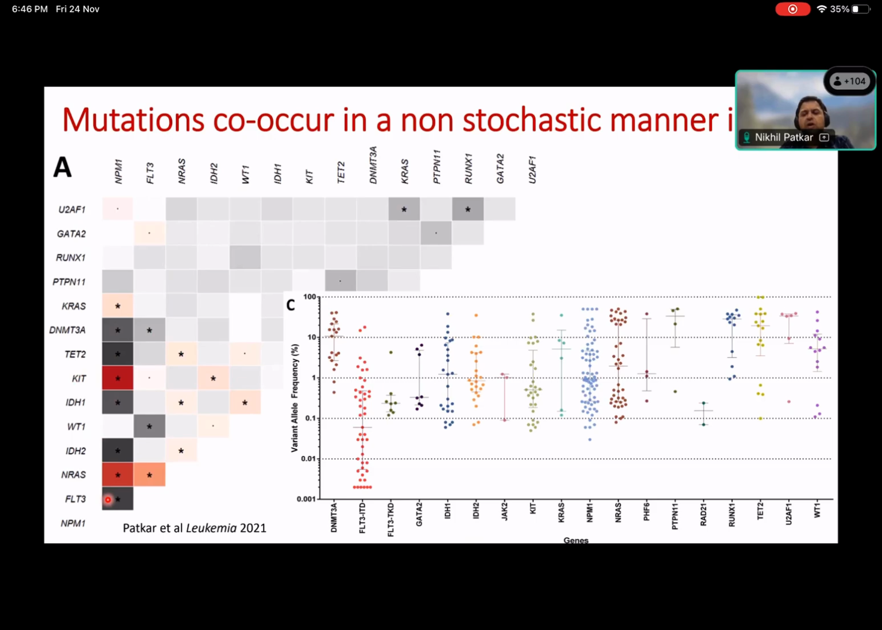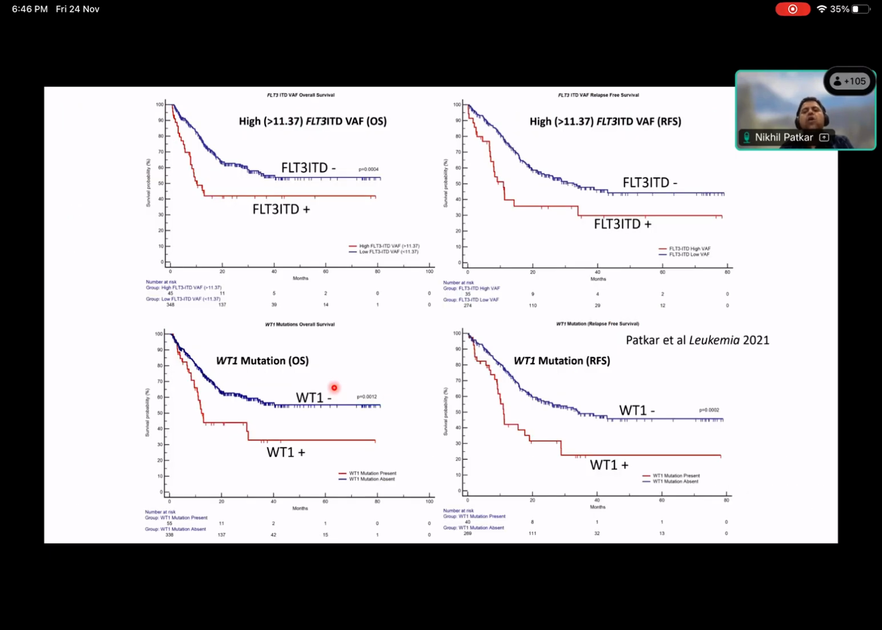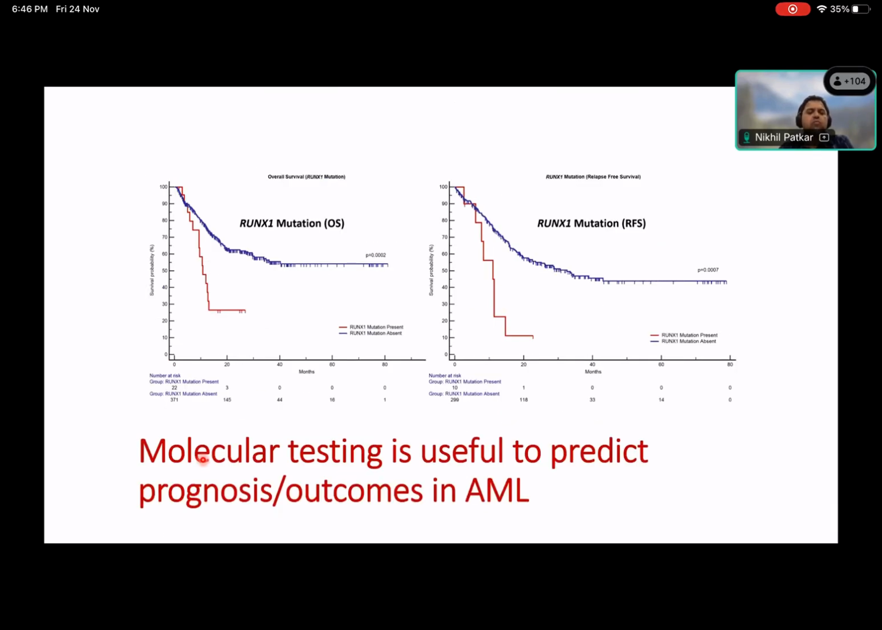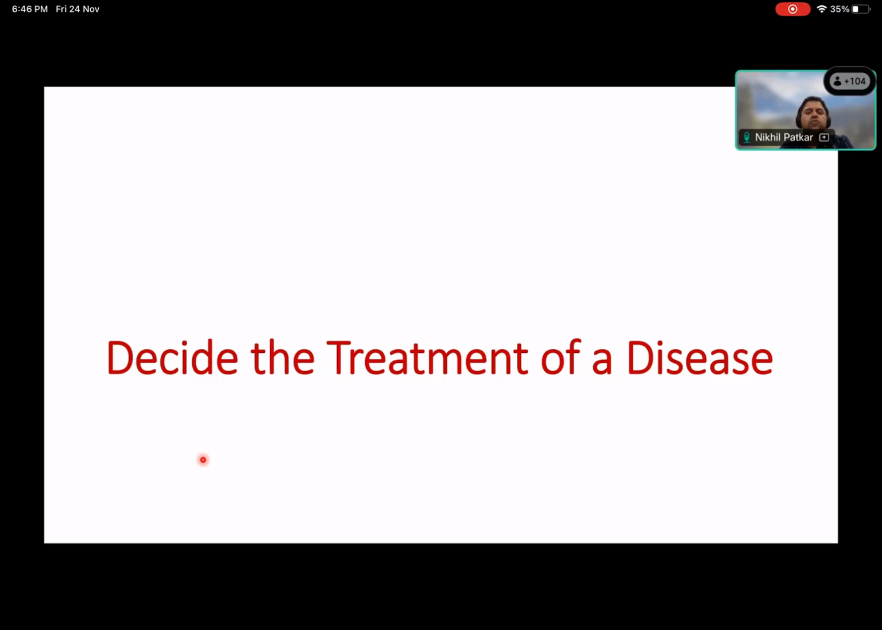What you can see here, these mutations also occurred at different variant allele fractions, typically with signaling pathway mutations such as KIT occurring at low VAFs, and some other mutations such as DNMT3A, TET2 occurring typically at much higher variant allele fractions. These mutations also influence the outcome of disease. For example, FLT3 ITDs, WT1 mutations were associated with much inferior outcomes. Also, RUNX1. So this is an example to show how molecular testing is useful to predict prognosis or outcomes in AML. Molecular testing is also useful in deciding the treatment of disease.